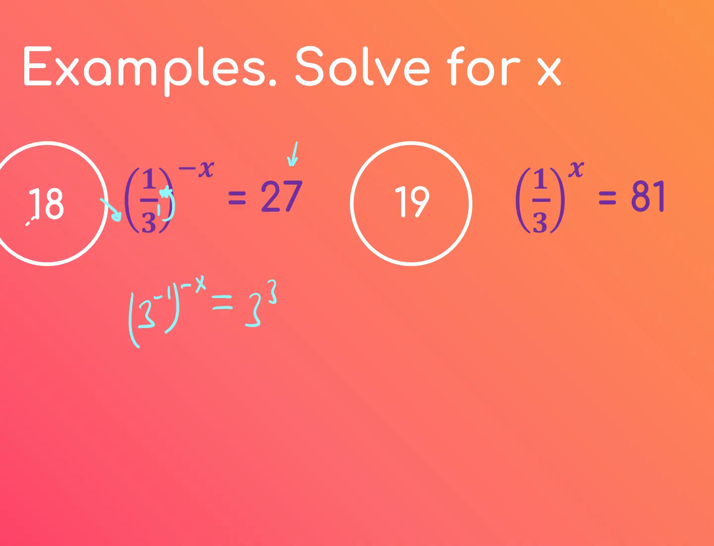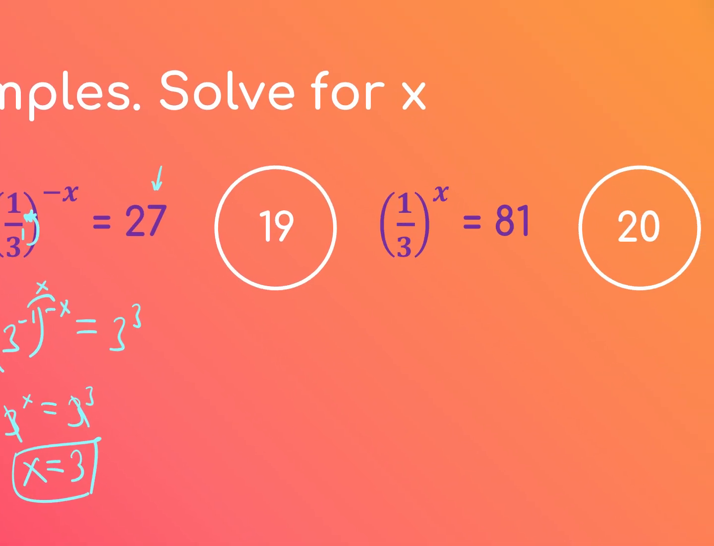And so what we can do is power to a power, you're going to multiply these. And so this is going to get you 3 to the x equals 3 to the third, cross, cross, and then we get x equals 3. All right. Try the exact same thing with the next one.